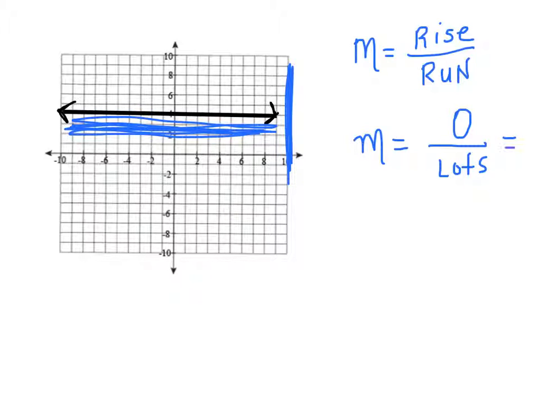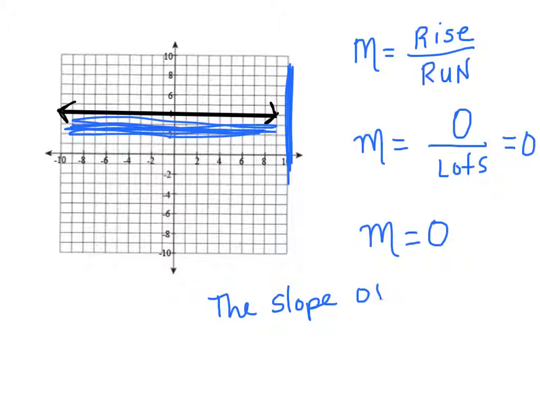So anytime we have a fraction that has a number in the denominator and 0 in the top, we call that 0, right? So the slope of this line is 0. And actually the slope of any horizontal line will be 0. Always, no matter where it is. So anytime you see a horizontal line, you know that the slope is 0.